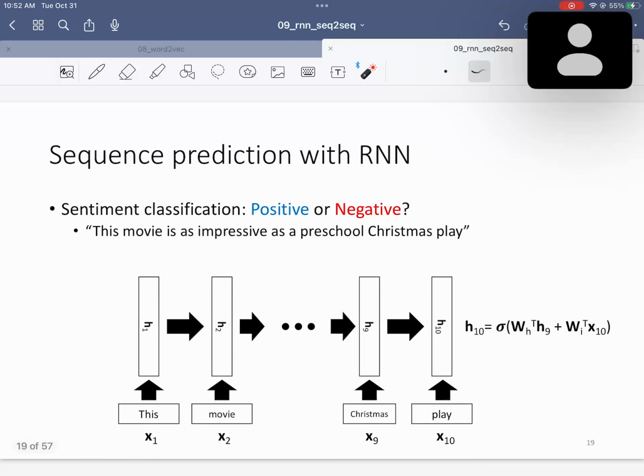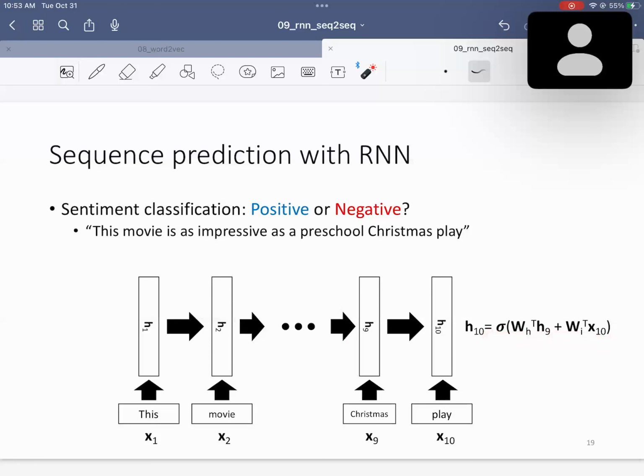So you do this until the last one, the play, right? So you will have h10 at the end. After you put all the words inside, you will have h10. And note that I have just omitted the bias, right? But there is a bias. So after h10, after the x10, you will have h10 that is derived from this equation.